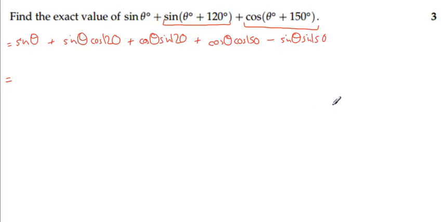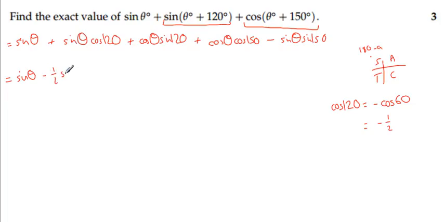Okay, so looking at this, cos 120, using my CAST diagram, 120 is in that second quadrant, so I know I'm going to be dealing with a negative cos. I also know that in that second quadrant is 180 take away a, so to get to 120, I need to take away 60. So cos 120 is the same as negative cos 60, which really means negative a half. So that sine theta at the start is still sine theta. This though is now minus a half sine theta, because that cos 120 has been replaced by negative a half.